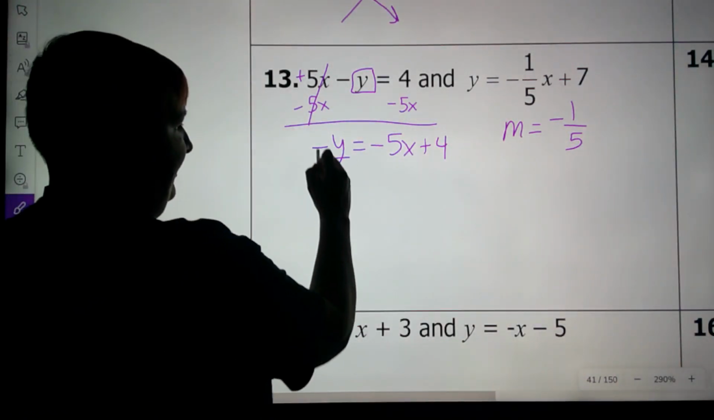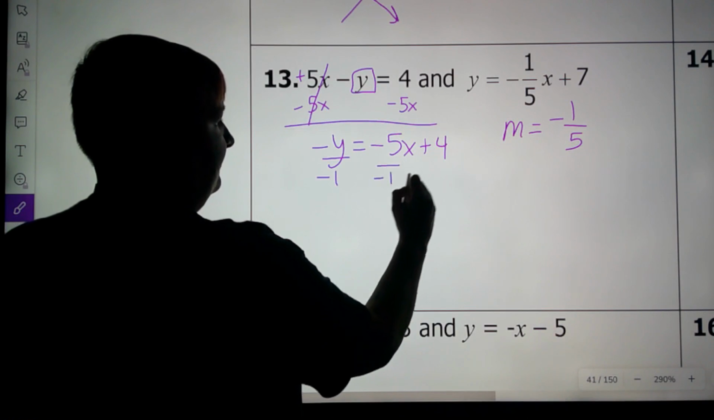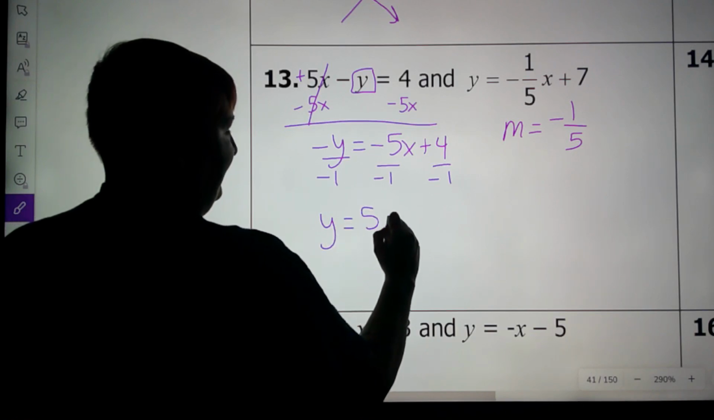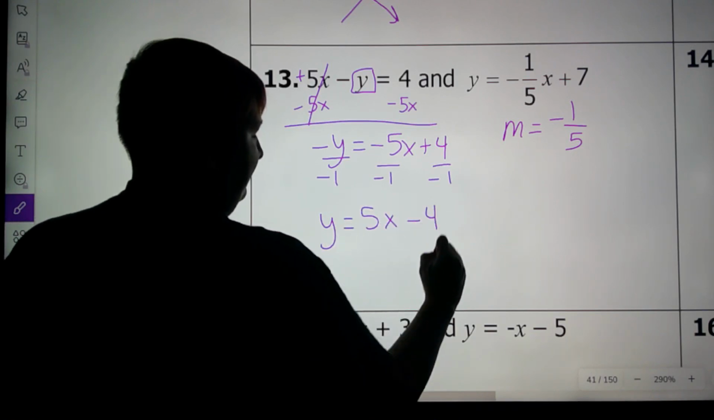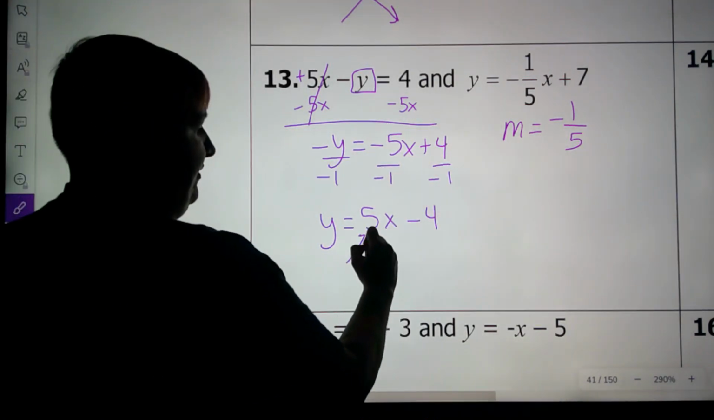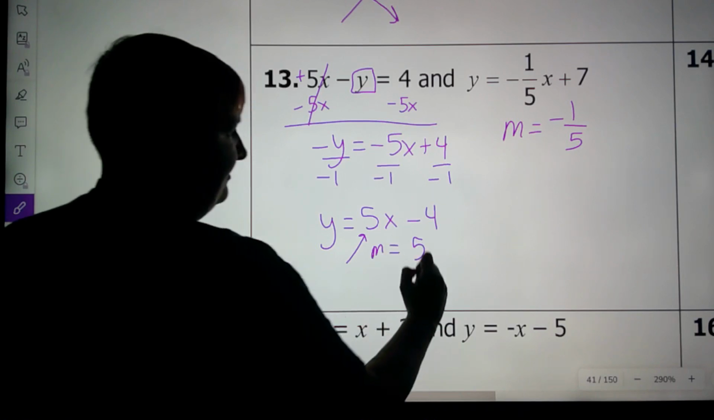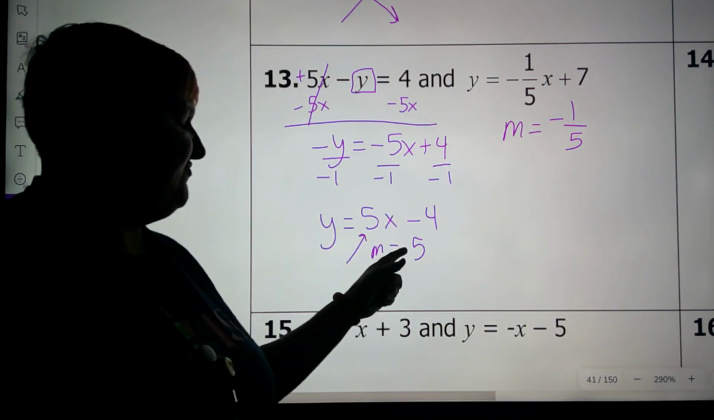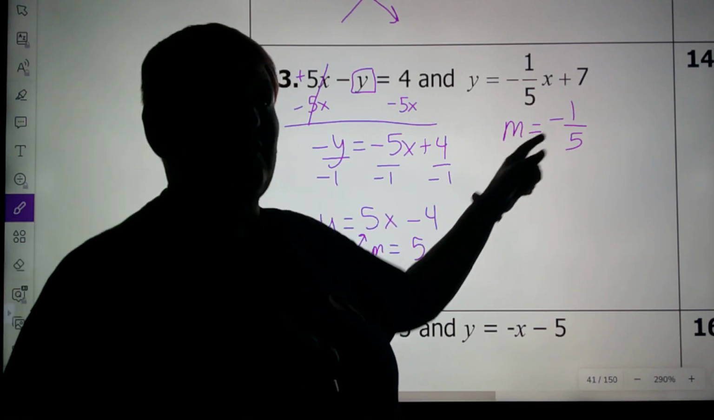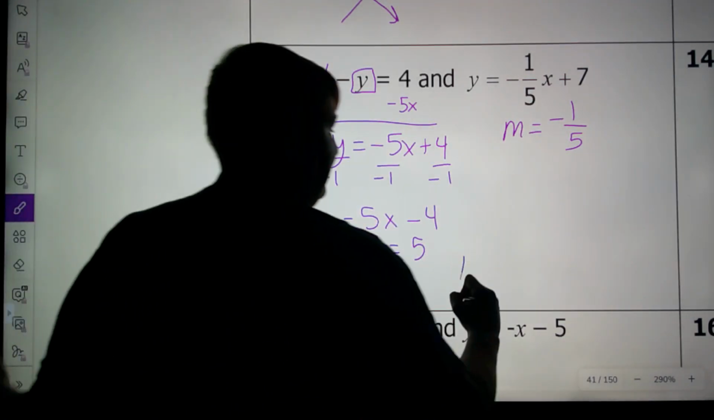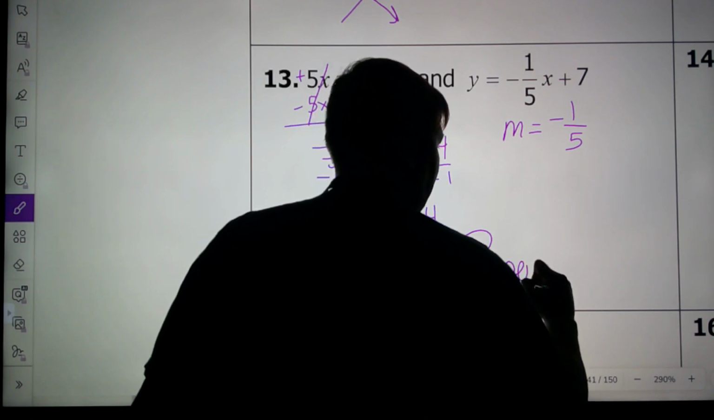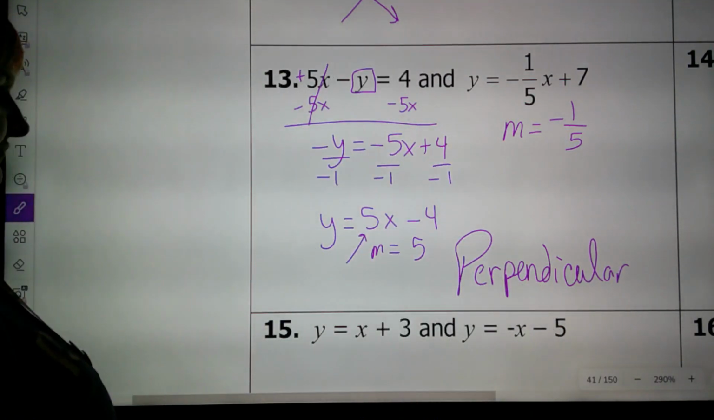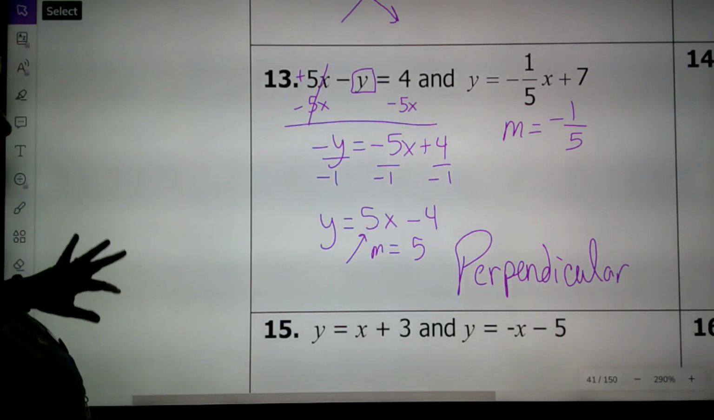We need to get rid of this negative sign. So we're going to change all the signs. So it's going to become y equals 5x minus 4. So our slope is 5. One's positive, one's negative. One's 5 over 1 and one's 1 over 5. They are negative reciprocals. That means they are perpendicular. Negative reciprocals means they're perpendicular.